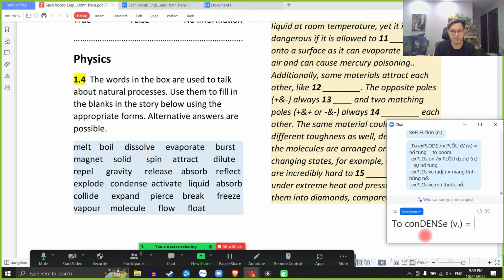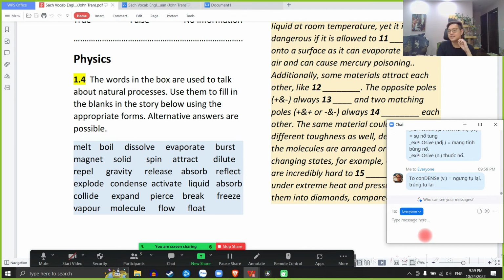Okay, next one, condense. The verb to condense, nó ngưng tụ lại, trùng tụ lại. So condense means like gas, you know, they come together, they become liquid. That is condense, condensation. Chất khí mà nó condense, nó ngưng tụ lại, nó sẽ thành chất lỏng. Đó chính là sự ngưng tụ, condensation. Sự trùng tụ. Sự ngưng tụ.